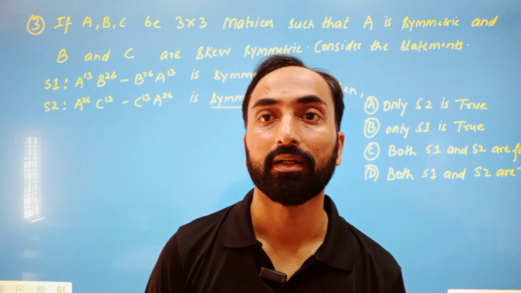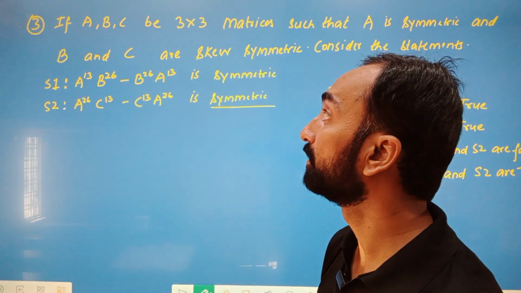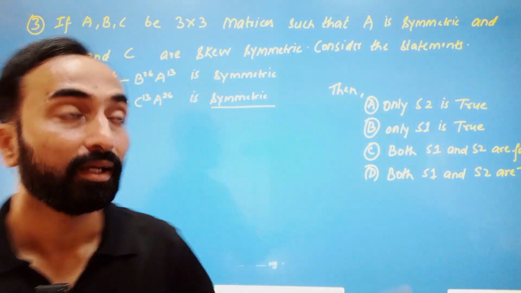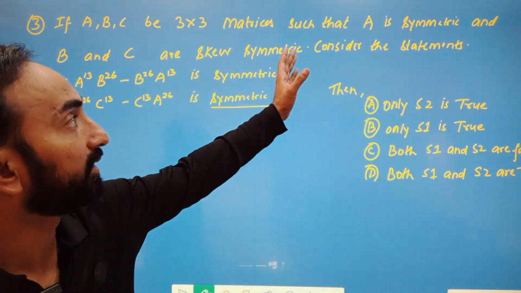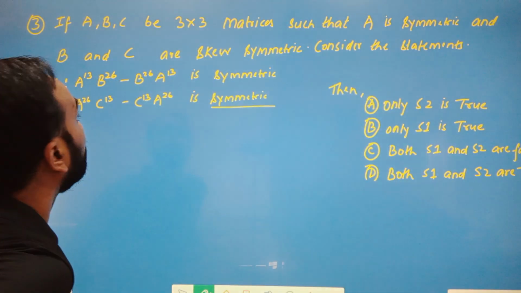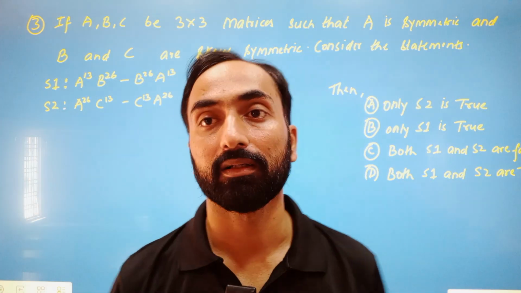Okay, hello everyone. So the next question we have is from the matrix, and the question is given as: if A, B, C are 3 cross 3 matrices such that A is a symmetric matrix, and B and C are skew symmetric matrices, and there are two statements given.